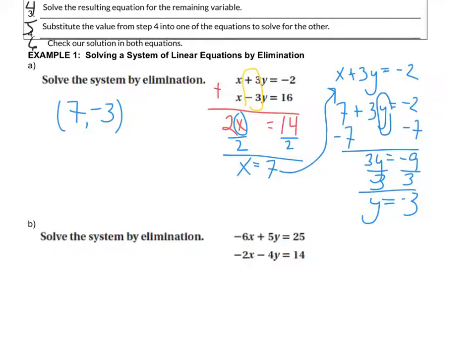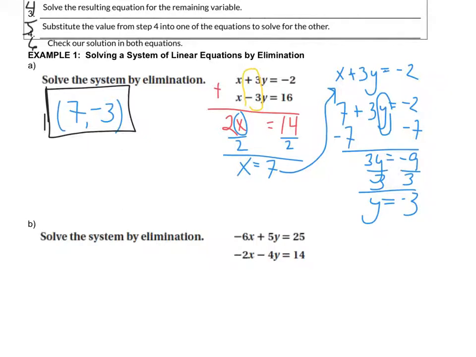Now, I'm not going to write the check here, but to verify this check, what I would do next is say, okay, so let's look at the other equation. So if this was now a 7 and this was a negative 3, I would have 7, negative 3 times a negative 3 is plus 9. 7 plus 9 is 16, so it checks in that one. And once I verify that it checks, then I can say this is the solution to this system.